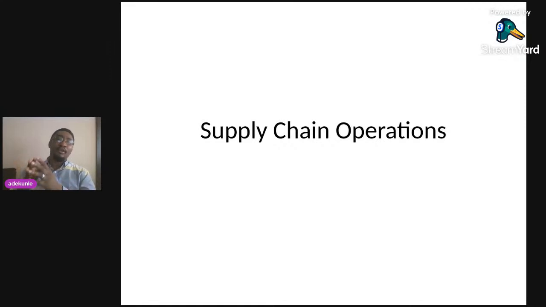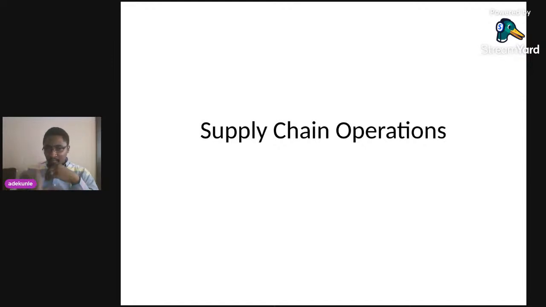We looked at supply chain mapping. We moved to chapter two, which talks about supply chain strategy, where we discuss a lot more about supply chain. But today we're looking at supply chain operations. What are the operations that form the supply chain process as a whole?